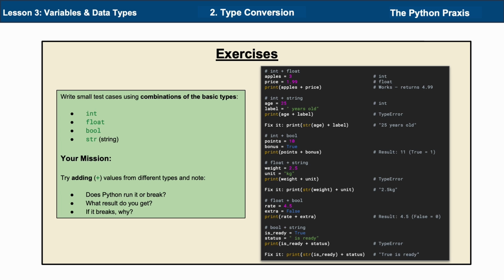Similarly, when combining rate 4.5 and extra equals False, which is a float and a boolean, it works because False is 0. Finally, when combining a boolean with a string, we get a type error again. Combining is_ready, which is True, and status, which is "ready", that is a text, it does not work. It gives a type error. To fix it, we must add the function str to the variable is_ready. This practice sharpens your Python intuition.